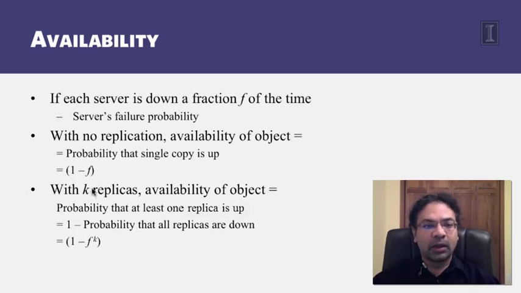Okay. So when you have k replicas, the availability of the object is the probability that at least one of the k replica servers is up, which is 1 minus the probability that all the replica servers are down. And that second probability, the probability that all the replica servers are down, is simply the failure probability of one server raised to the number of servers, or f to the power k. So that's 1 minus f to the power k. For those of you who know your math and probability, you will notice that as k is higher, this number, 1 minus f to the power k, is much closer to 1 than 1 minus f.